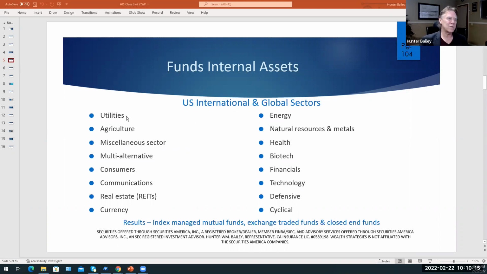Well, we all know utilities. You can find a utilities index fund that does nothing but utilities. You can find agriculture, or I'll go to some of these other consumers or consumer staples, communication, the technology and communications. There are exchange traded mutual funds out there that buy nothing but real estate investment trusts.